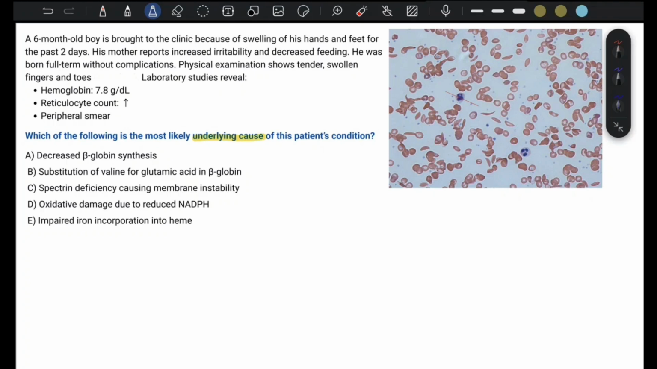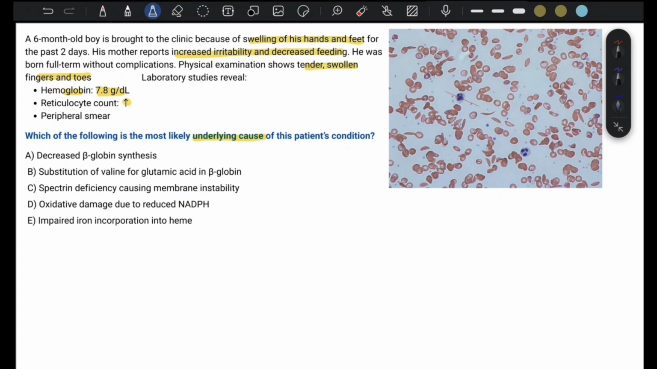A 6 months old boy is brought to the clinic because of a swelling of his hands and feet for the past 2 days. His mother reports increased irritability and decreased feeding. He was born full term without complication, and physical examination shows tender, swollen fingers and toes. Nice. Laboratory studies reveal hemoglobin of 7.8, so here we have anemia. Reticulocyte count is increased, and peripheral smear is shown here in the image.